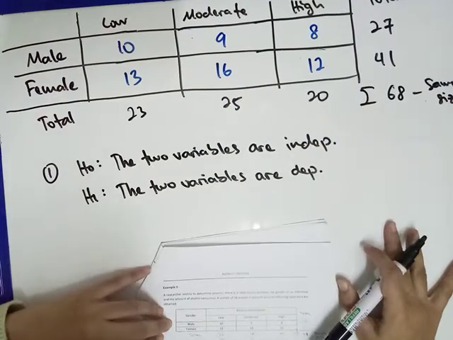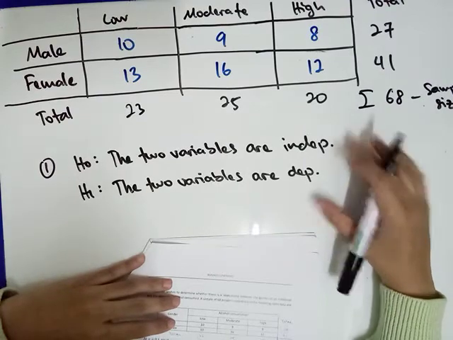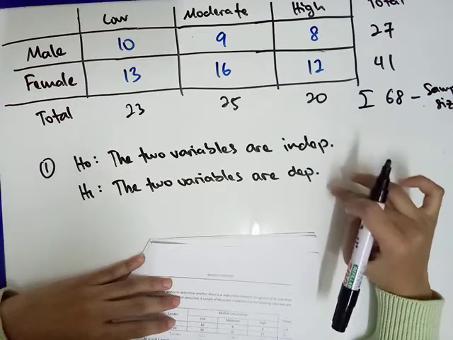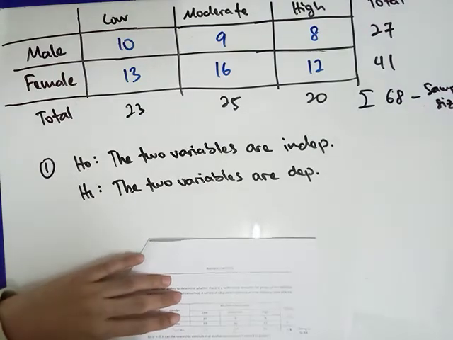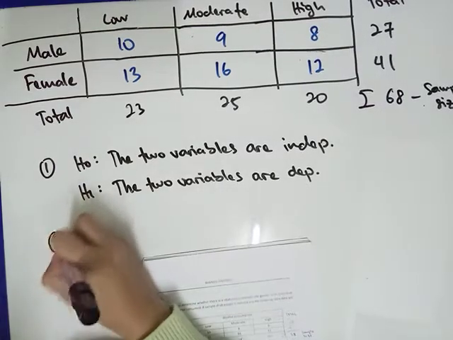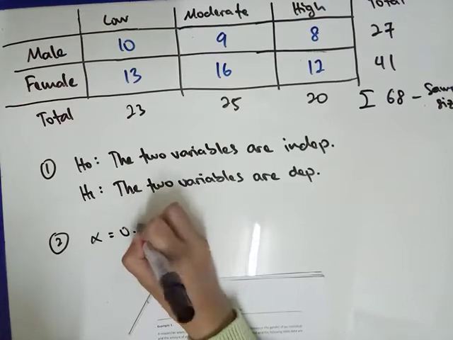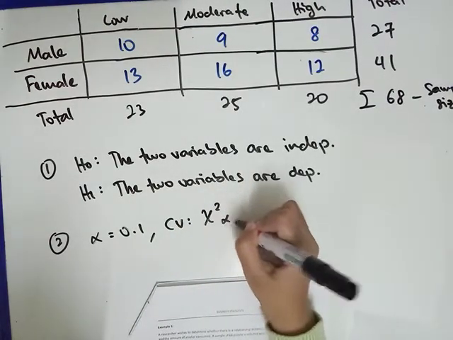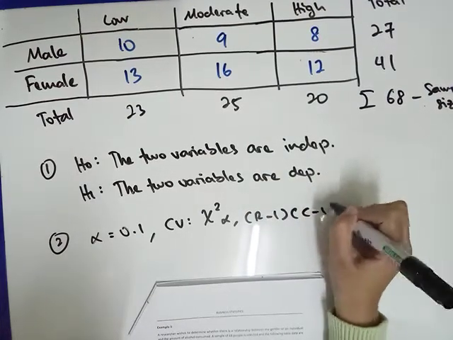This one is fixed. H0 and H1 are fixed. The two variables are independent for H0. For H1, the two variables are dependent. And then the second step is to state the alpha. Alpha is 0.1 and the critical value, chi-square alpha with R minus 1 times C minus 1.